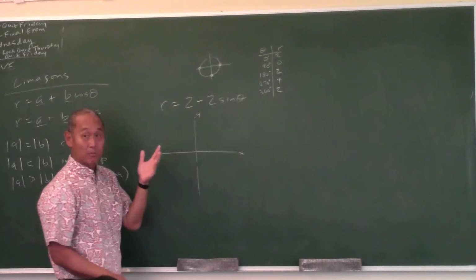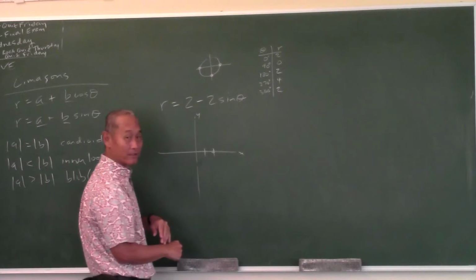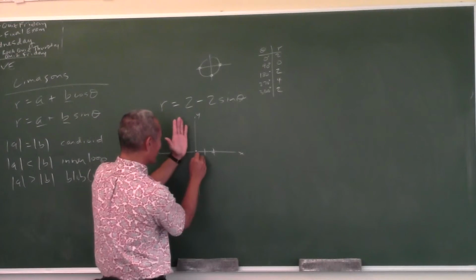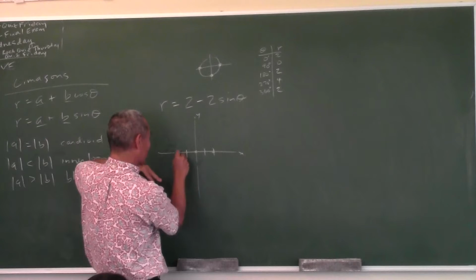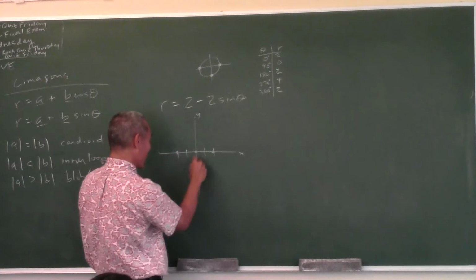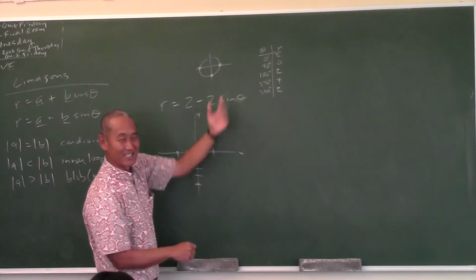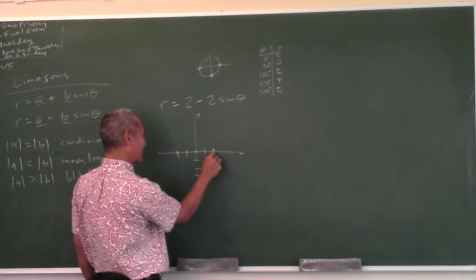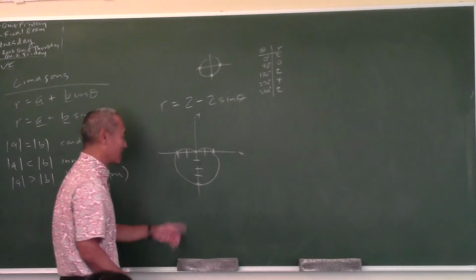So what you do is you just plot these quadrantal angles. At 0, you go 2 units from the origin. At 90 degrees, you go 0 units from the origin. At 180 degrees, you go 2 units from the origin. At 270 degrees, you go 4 units from the origin. And then of course 360 is the same thing as 0. And then you just connect the dots. Cardioid.